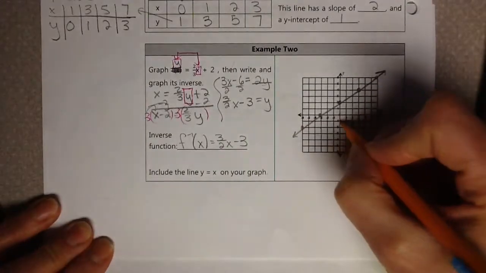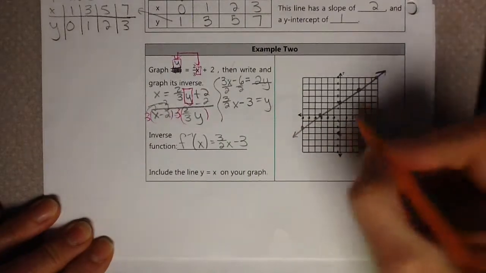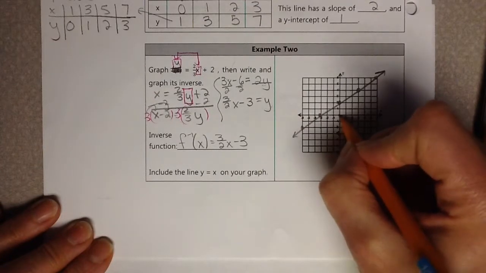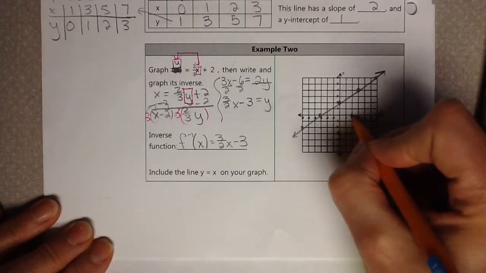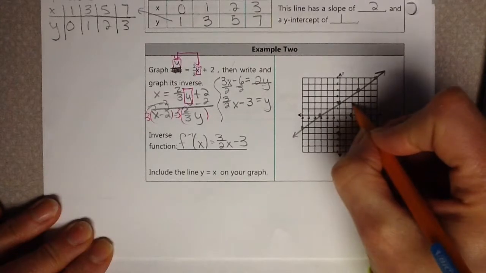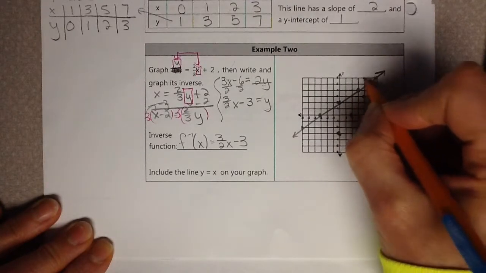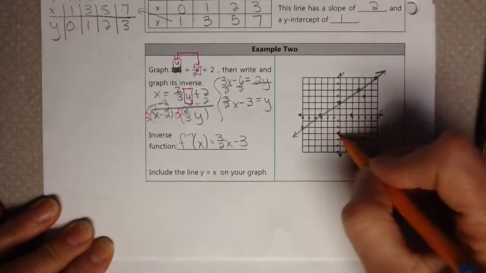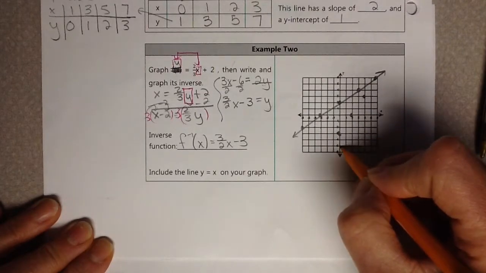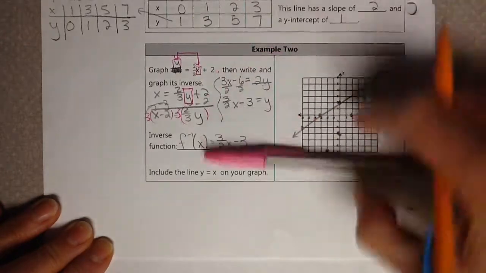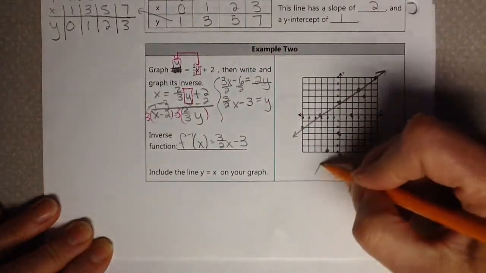So we're going to go down here, 1, 2, 3, and then we'll go up 3 and over 2. Up 3, over 2. Up 3, over 2. Then we can go the same thing this way. Down 3, over 2. Oops.